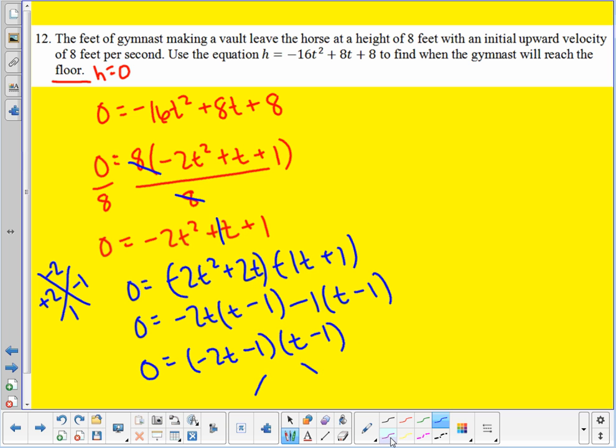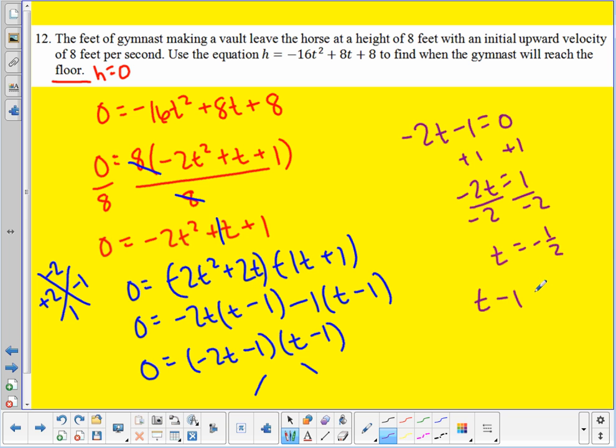So split those apart. That means I have negative 2t minus 1 equaling 0, add 1, negative 2t equals 1, divide by negative 2. Then I get t is equal to negative 1/2. I'm sure you are starting to recognize why that is a problem. Over here in the second one, t minus 1 equaling 0, add the 1, I have t is equal to 1. Again, we're talking about time, when, and we're looking at seconds.